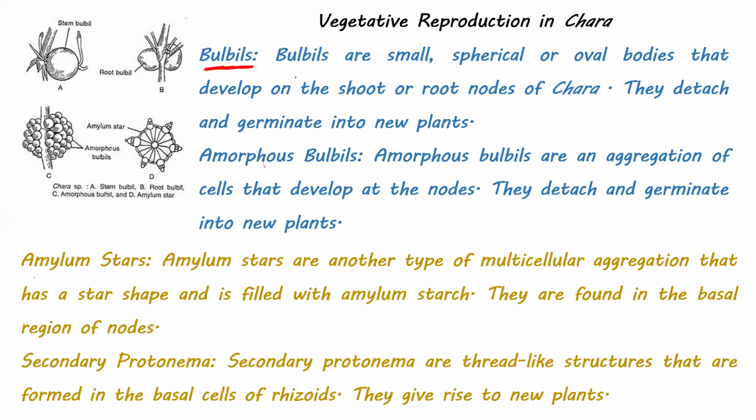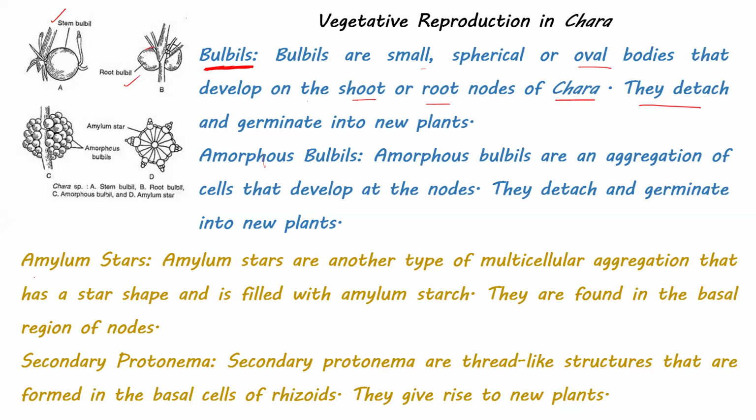So let's start with bulbils. Bulbils are small, spherical or oval bodies that develop on the shoot or root nodes of Chara. Look at the picture. A is a stem bulbil, you can see the labeling here, and this is a root bulbil. How do they look? They are oval bodies. The structure is ovoid, not a perfect sphere, and they develop either on shoots or root nodes. Clear? They detach and germinate into new plants.